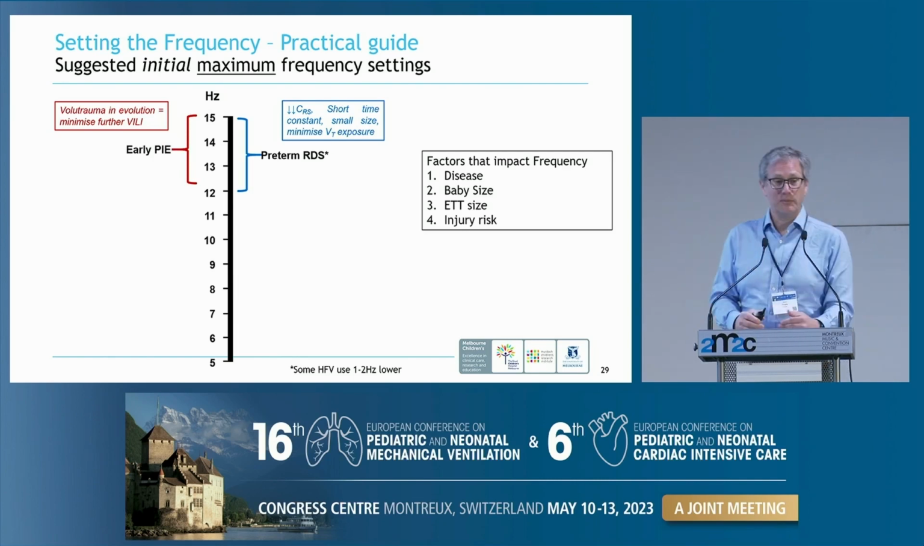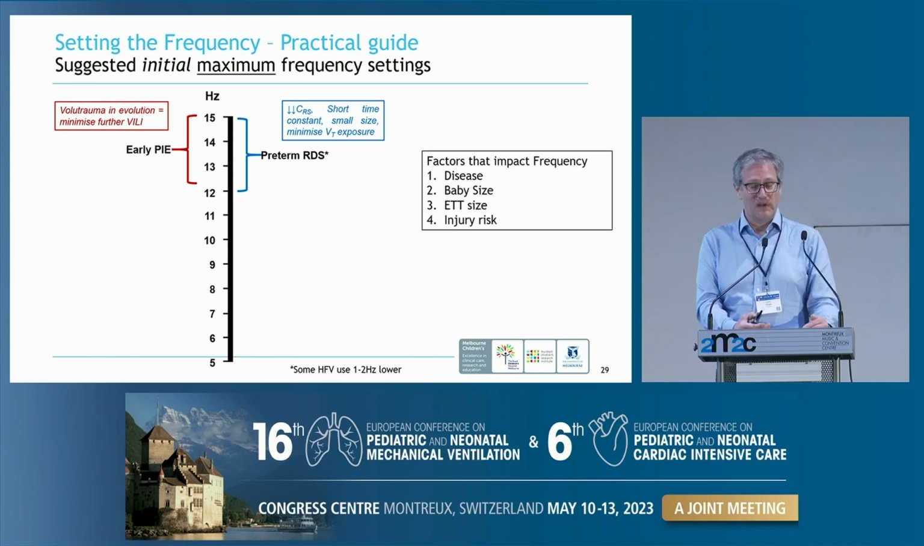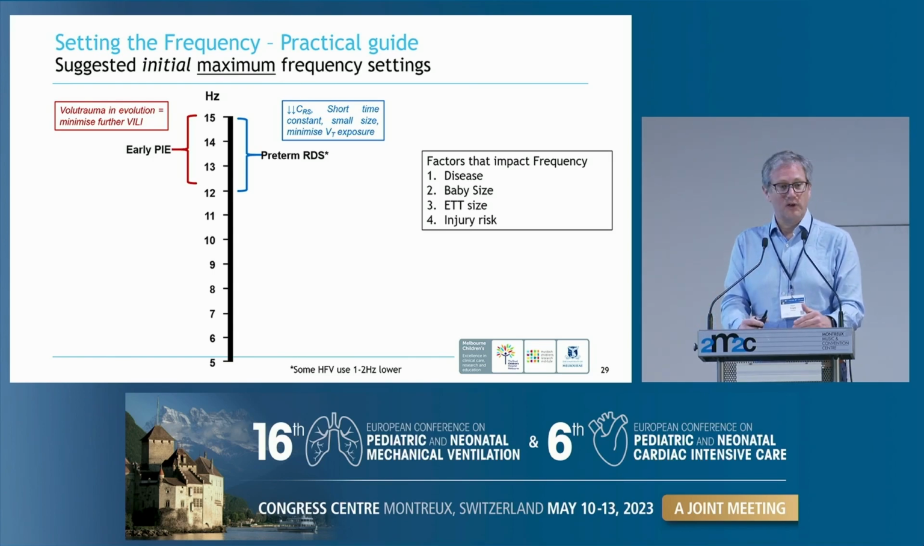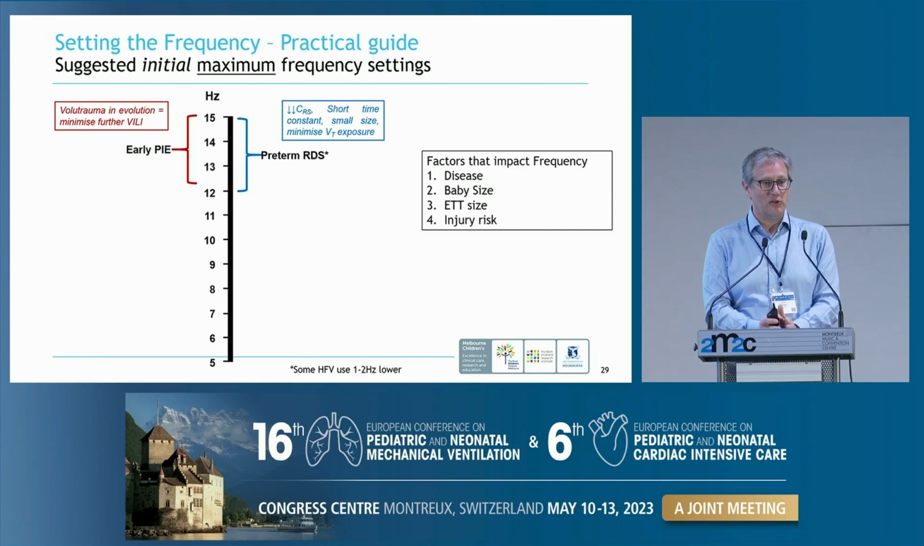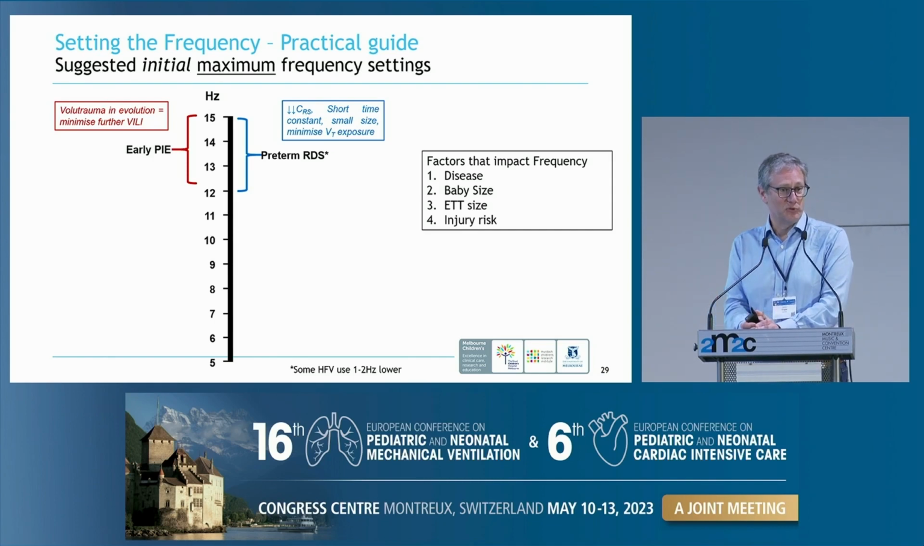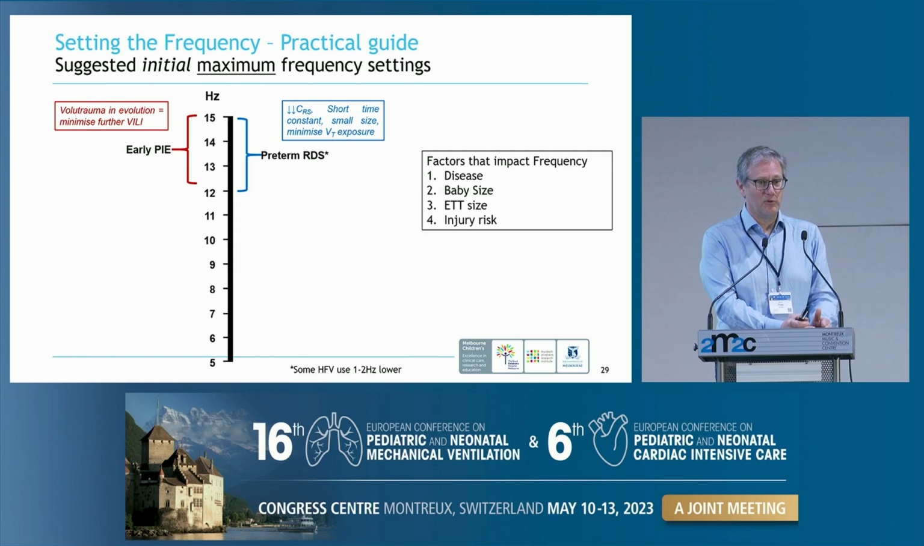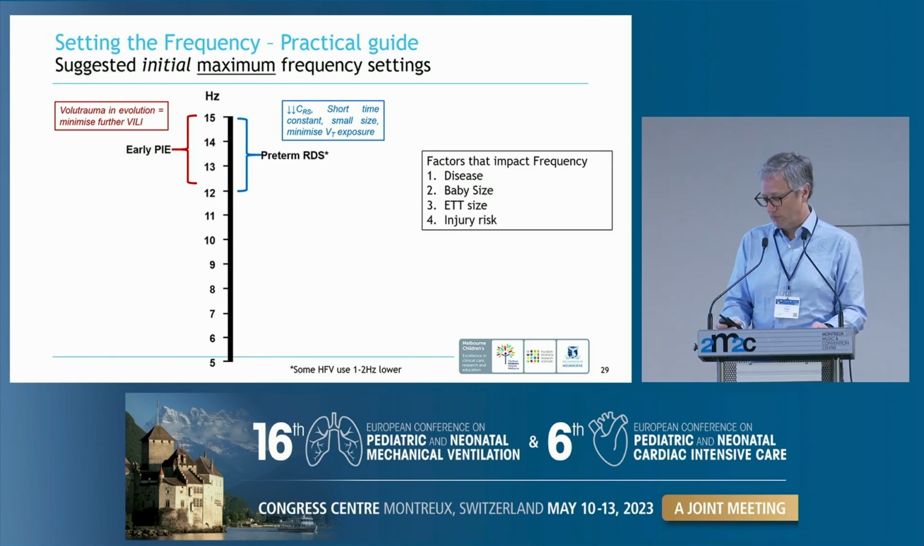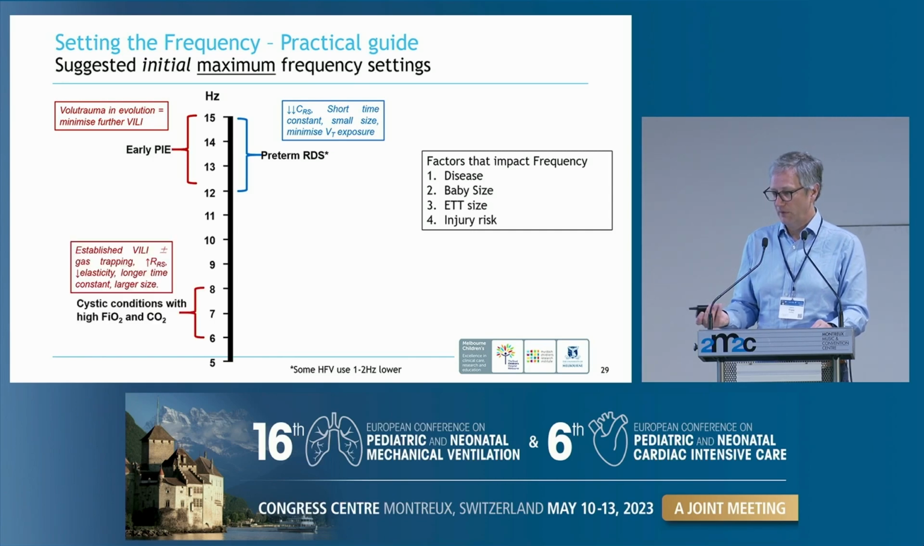If they've got early PIE, they may not have surfactant deficiency anymore, but we still have many of the same problems. And what we are seeing in early PIE is volutrauma in evolution. So we need to minimise that evolution. We want to arrest it. So the best way to do that is continue using a very high frequency, so we minimise volume approach. So I continue with a high frequency, maybe even go up a little bit higher.